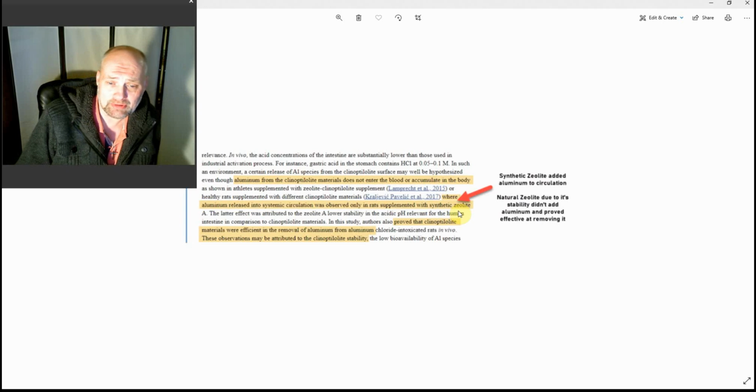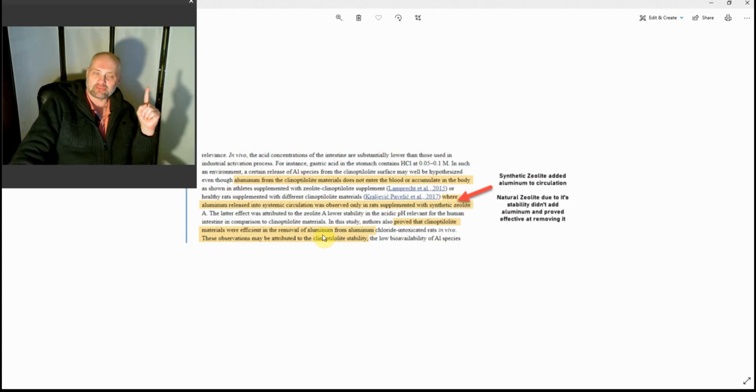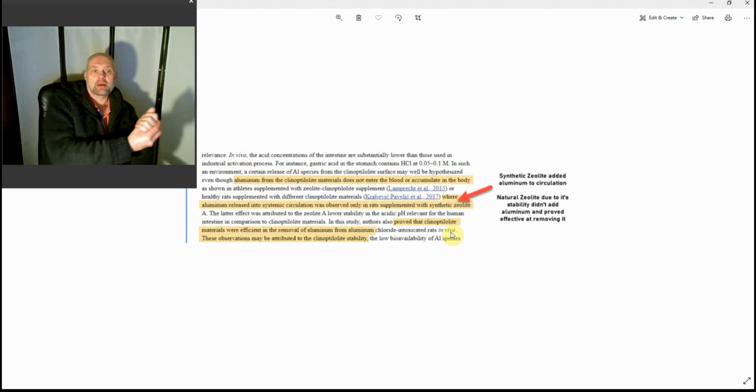Now, I'm going to read a bit further. It says here, in this study, authors also proved that clinoptilite materials were efficient in the removal of aluminium. So hold on, going back to the natural one, it's efficient in removing aluminium from aluminium chloride intoxicated rats in vivo. So they put aluminium into rats and then they used this form of zeolite to see what effect it would have, and what they found was it was efficient in removing the aluminium.